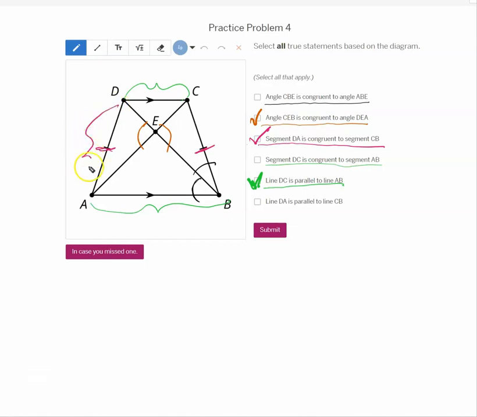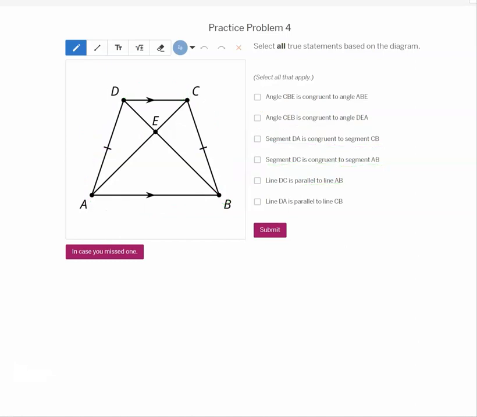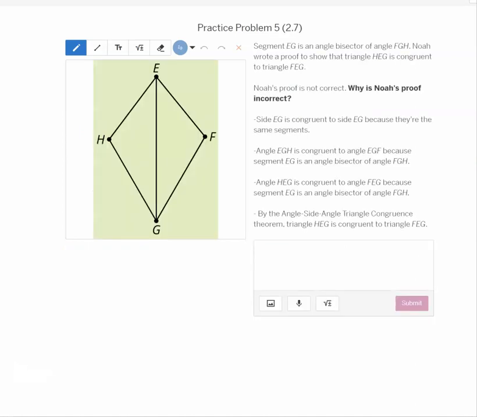And then the last one says line DA is parallel to line CB. So that would be this one is parallel to this one. And obviously those are not parallel. We have no evidence of that. So these should be your 3 correct answers. If you hit submit, it'll tell you if you got it right. And in case you missed one, you can click that button and it'll explain it. All right, let's go to the last one.